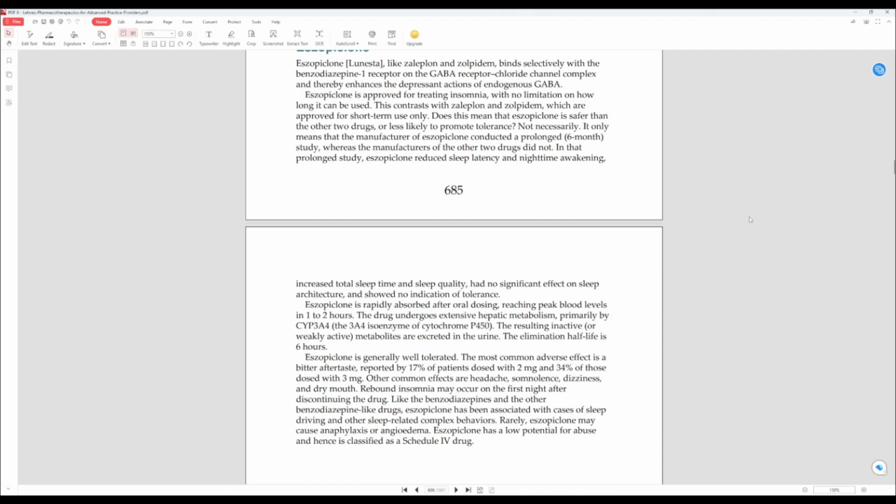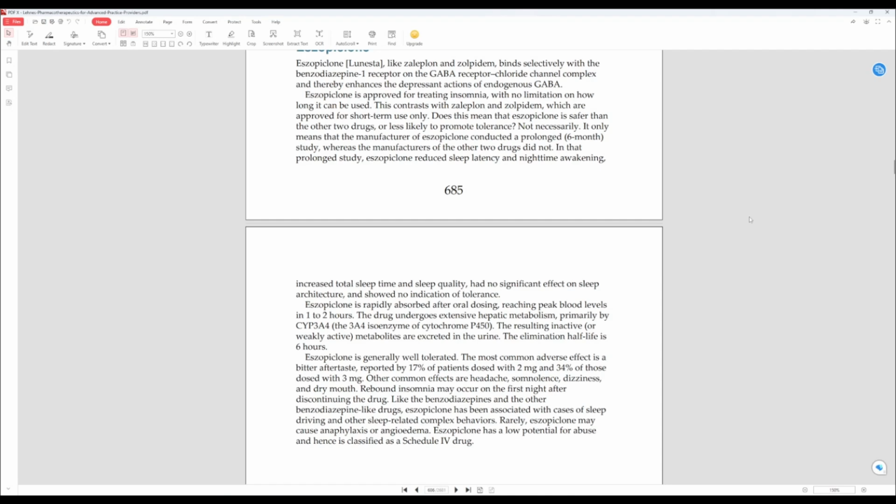Does this mean that Lunesta is safer than the other two drugs or less likely to promote tolerance? Not necessarily. It only means that the manufacturer of Lunesta conducted a prolonged 6-month study, whereas the manufacturers of the other two drugs did not do so. In that prolonged study, Lunesta reduced sleep latency and nighttime awakening, increased total sleep time and sleep quality, had no significant effect on sleep architecture, and showed no indication of tolerance.